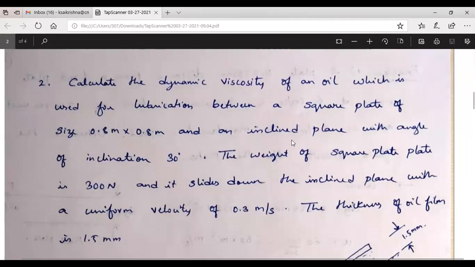Next, an inclined plane with an angle of inclination 30 degrees. The weight of the square plate is 300 Newton and it slides down the inclined plane with a uniform velocity of 0.3 meters per second. The thickness of the oil film is 1.5 mm. Please copy the question.